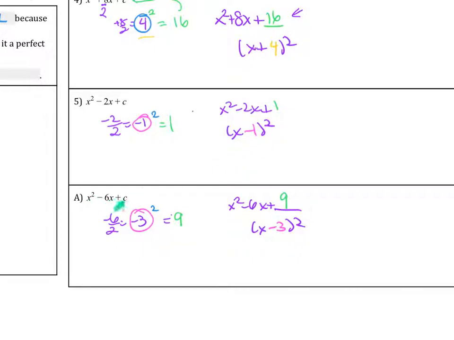Then I have x squared minus 6x plus c. So I take -6 divided by 2, that's -3. I square it, it becomes a positive 9. So I replace the c with that 9. Then I write it as a squared binomial, (x minus 3) squared. And we're done.